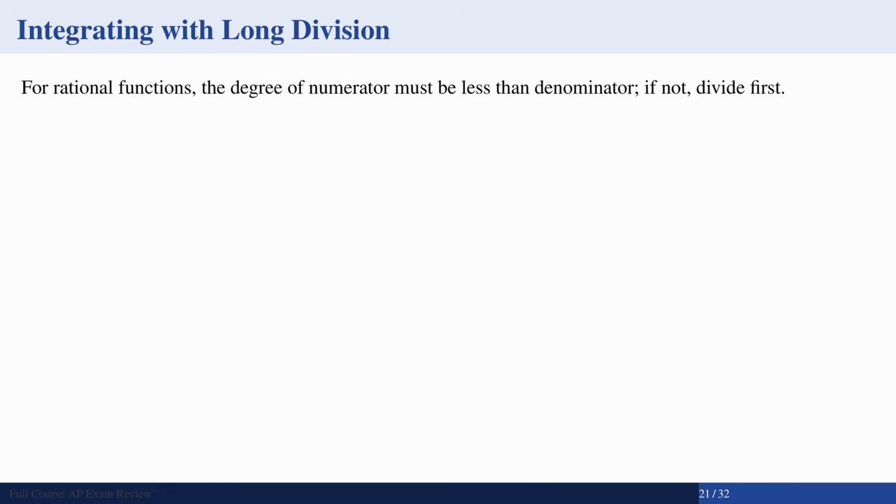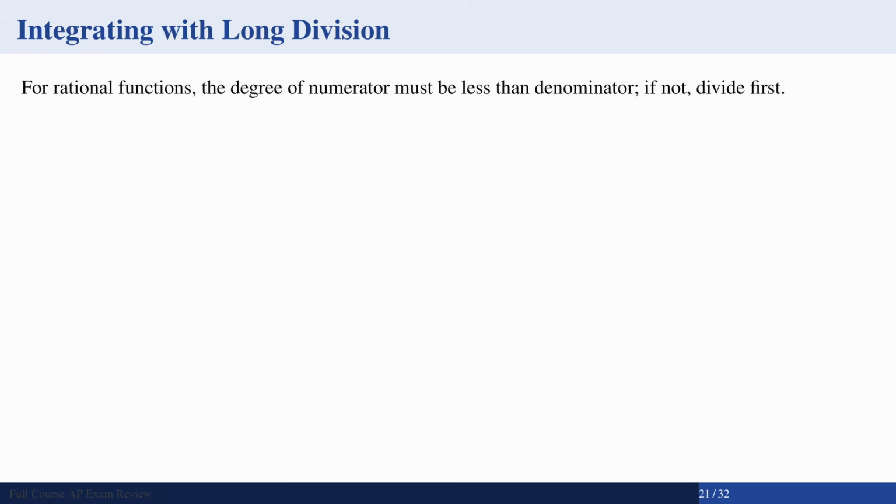All right, there are two big time algebraic techniques that you need to know if you're going to do this. And the first one is integrating with long division. So basically this will be triggered in your mind if you have a rational function, which is a polynomial over a polynomial, and the degree of the numerator is equal to or greater than the denominator.